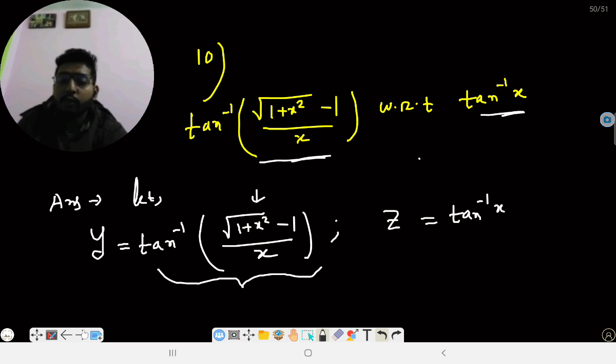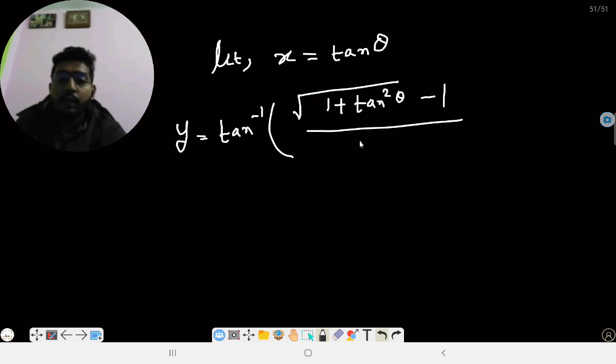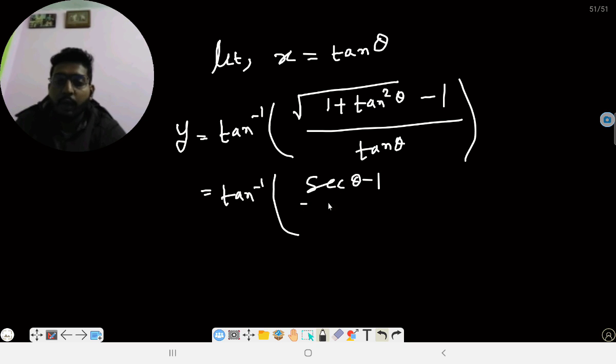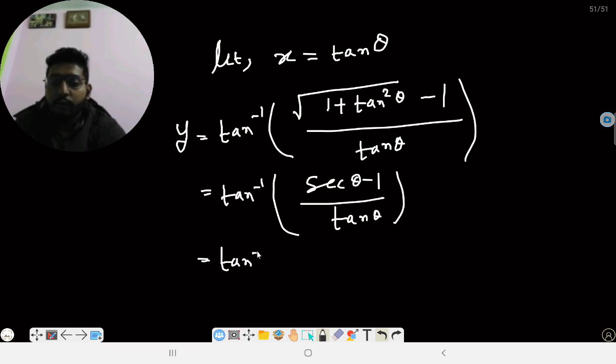Look at the numerator, x is tan theta. Now we can see it will become tan inverse of root of 1 plus tan square theta, and 1 plus tan square theta is sec square theta. The root will become sec theta, minus 1, whole divided by tan theta. Now we can see there is sec theta and tan theta, so to convert them to sine and cos.